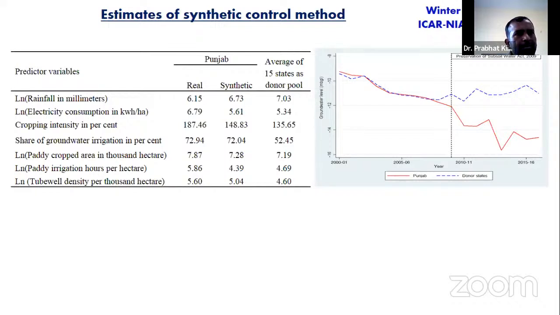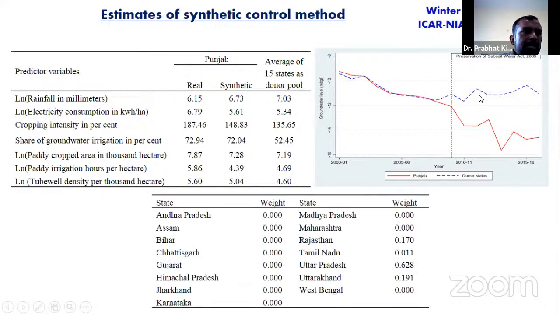And here we have that the pre-intervention match was better, and after intervention, suppose the dotted line here, we can compare it. If groundwater level was still going down, with the counterfactual we have something like going in the parallel trend. But how was this created? For this one, I can say how the weight was assigned.